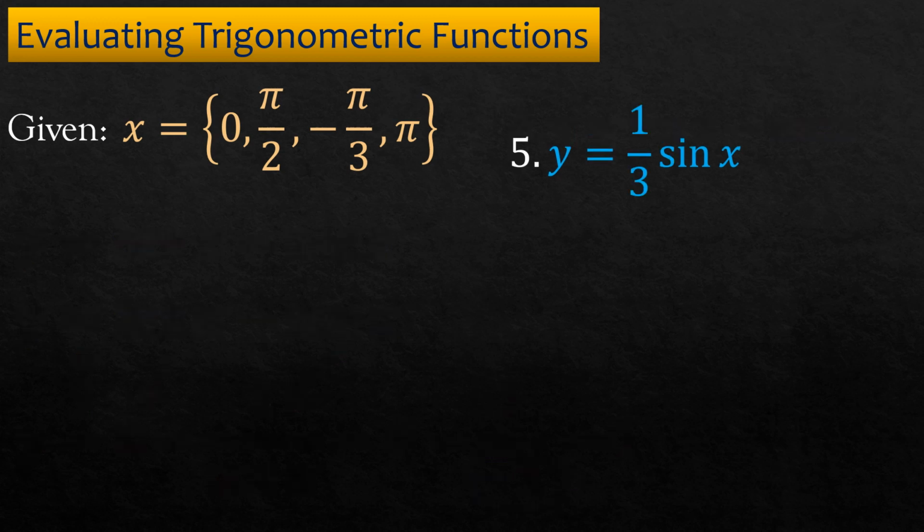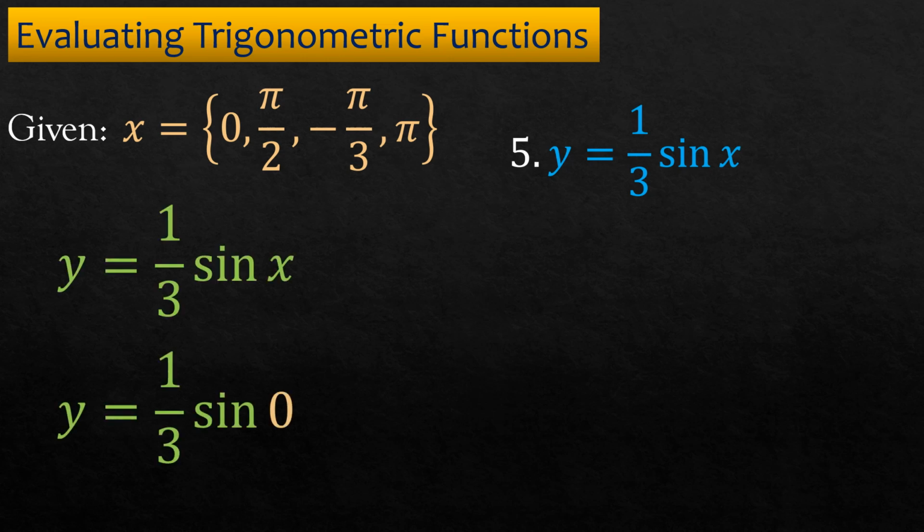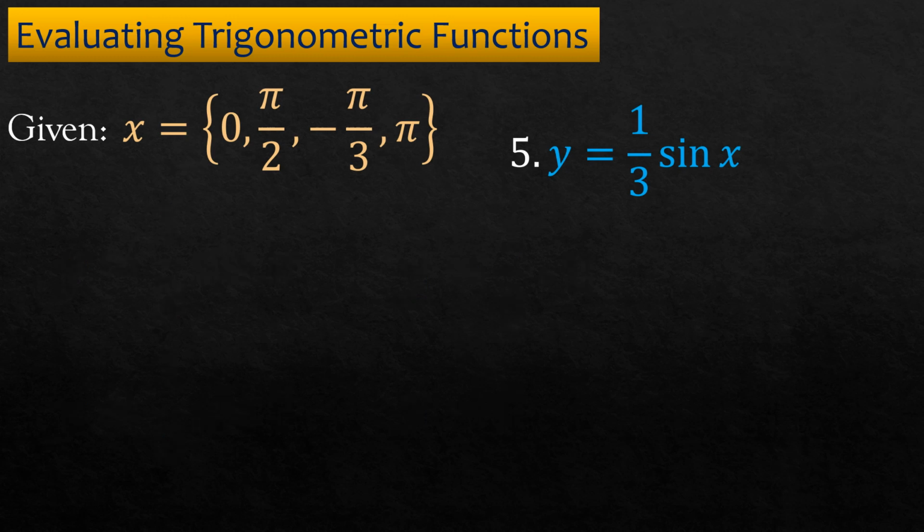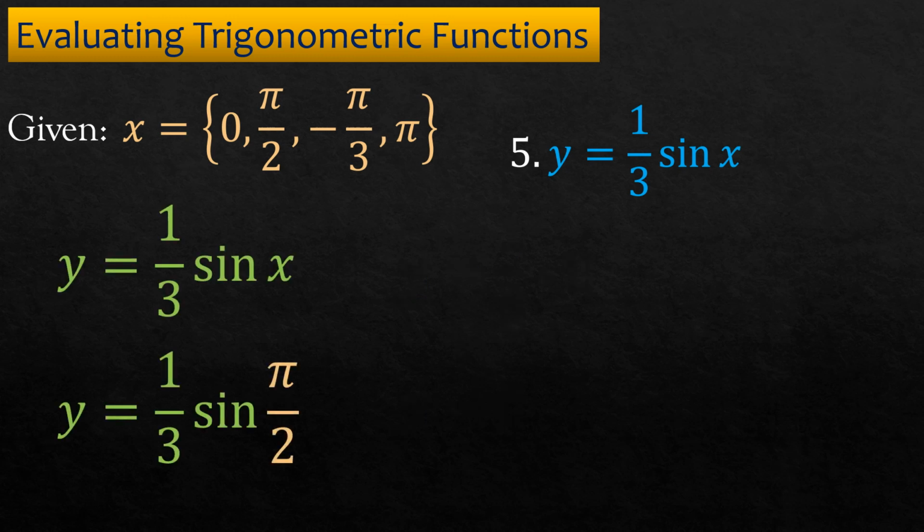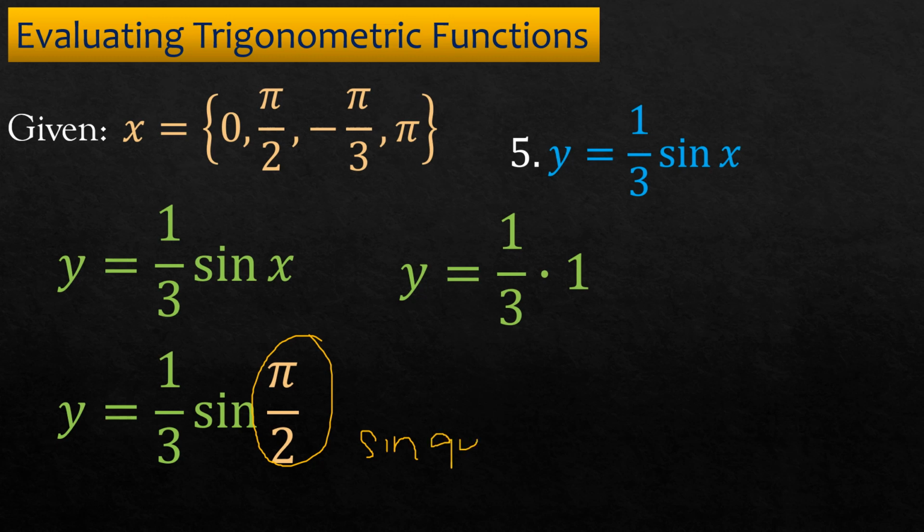So we have the fifth. Y that is equal to 1/3 sine x. When x is 0, sine 0 is 0. So 0 times 1/3 is 0. So what about when x is pi over 2? Substitute. So we have 1/3 sine pi over 2. And sine pi over 2 is also equal to sine 90 degrees. And that is 1. 1/3 times 1 is 1/3.